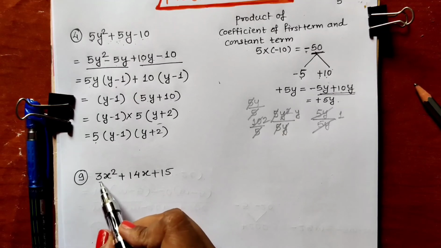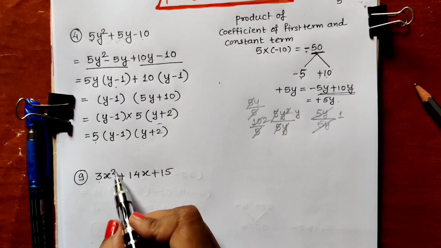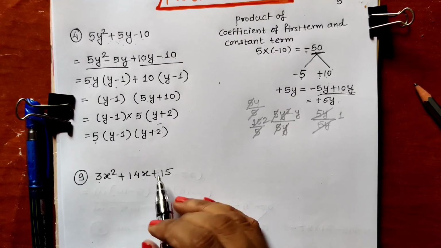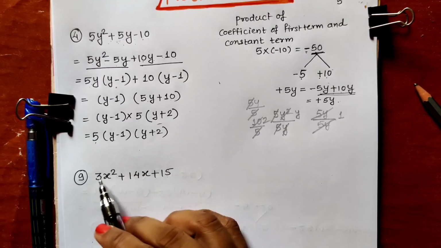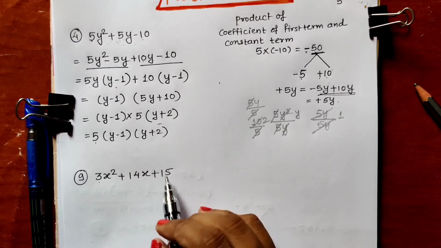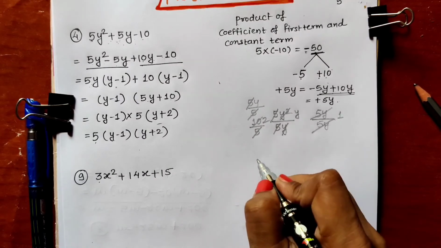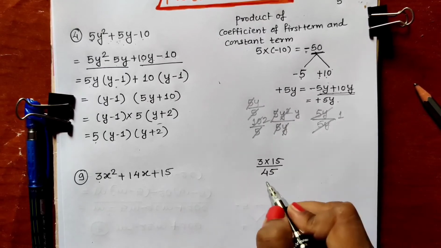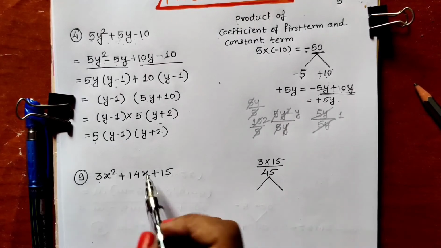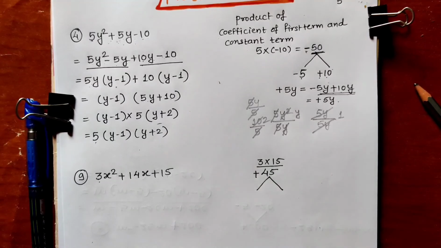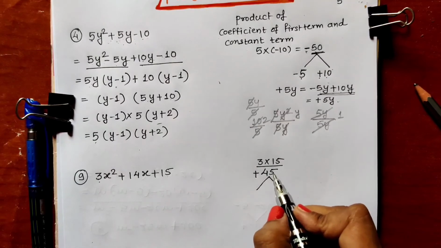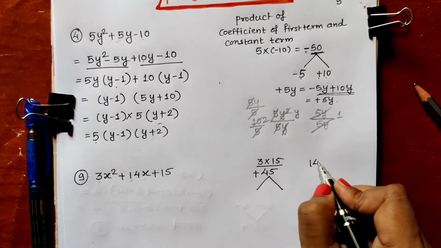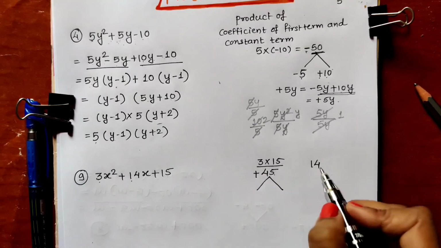When the coefficient of the square term is bigger than 1, we find out the product of the coefficient of the first term and the last term. The first term coefficient is 3 and the last term is 15. 3 into 15, we get 45. So we have to find two factors of 45. Plus sign is there, that means the sign of 45 will also be plus. So two factors of 45 whose addition should be the coefficient of the middle term. The coefficient of the middle term is 14.